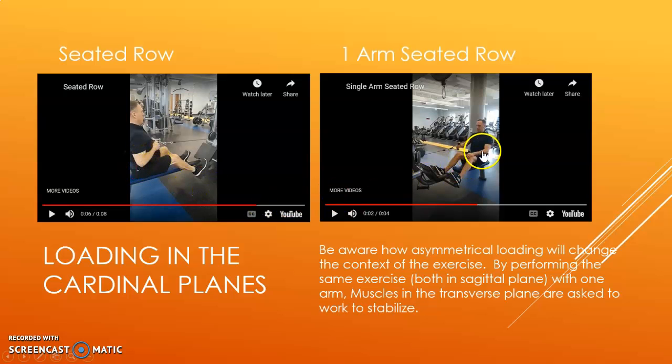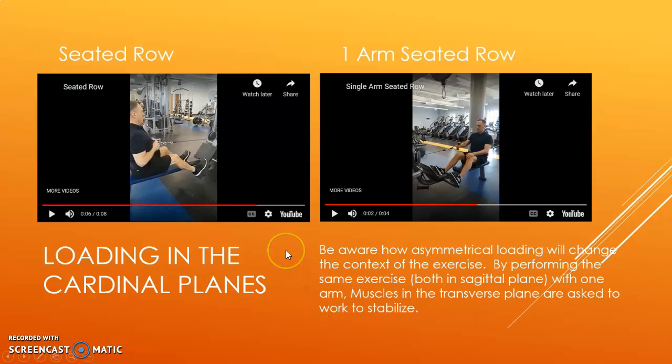But as soon as you go asymmetrical and you have resistance being offered on one side of the body versus the other, now other muscles are being asked to come to the party to help stabilize and stay in this nice erect position, even though you're not symmetrical with your resistance. So keep these things in mind when you do exercise, because you can use these to manipulate and change the challenges that are involved with your exercise.